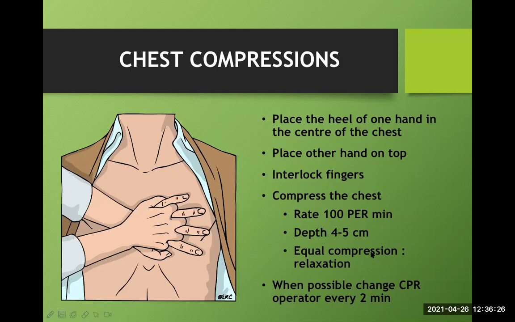The rate should be about 100 per minute. Depth should be 4 to 5 centimeters, and there should be equal compression and relaxation. Means the time should be equal for the compression and relaxation. This compression will act like the systolic function of the heart, and this relaxation would act like the diastolic function of the heart. But remember, the heart is not working here. That's why you are doing that type of function with the compression. That's the whole idea here. And there should be a good depth, about 4 to 5 centimeters.